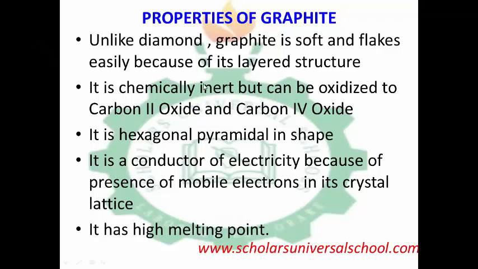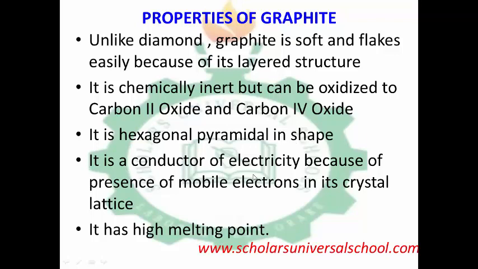Graphite is chemically inert, but can be oxidized and converted to carbon(II) oxide, which is carbon monoxide, in a limited supply of oxygen, or carbon(IV) oxide when the oxygen is in excess. It has a hexagonal pyramidal shape.